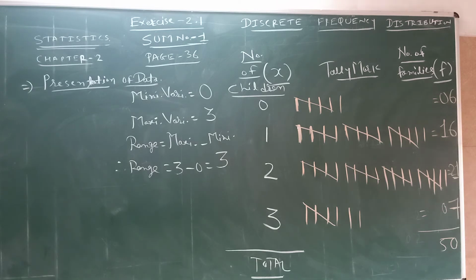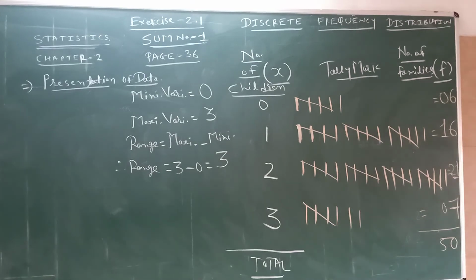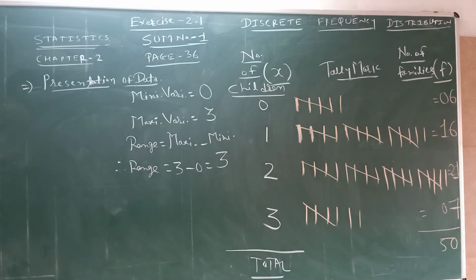We can decide it by finding the range. So first we write the minimum observation, that is 0. Then the maximum observation is 3. Then we find the range. Range is equal to maximum observation minus minimum observation, 3 minus 0, 3. When the range is up to 15, we can definitely prepare the discrete frequency distribution. If the range is bigger, then we have to prepare the continuous frequency distribution. So here we prepare the discrete frequency distribution.